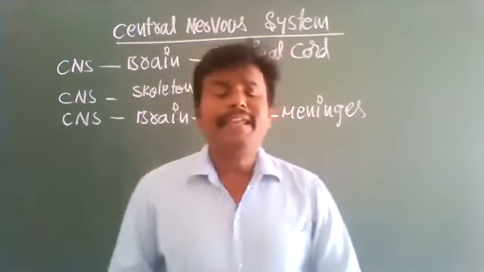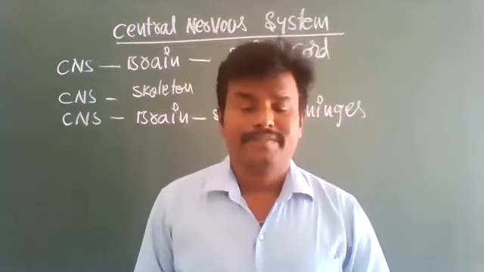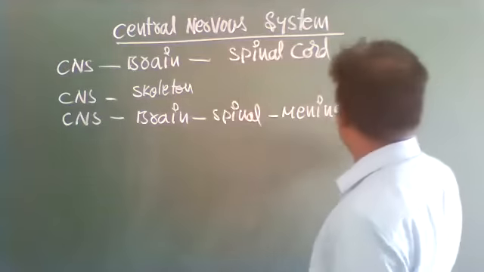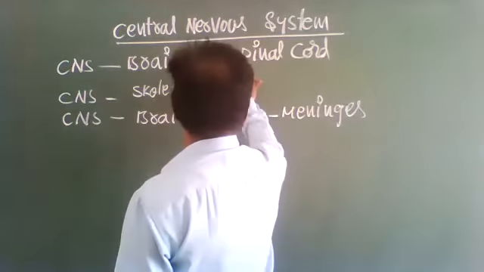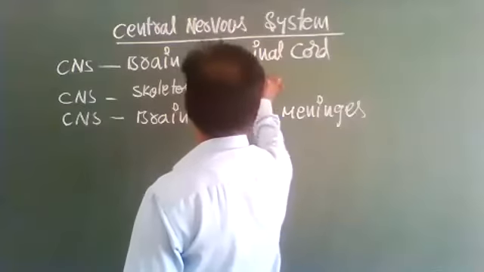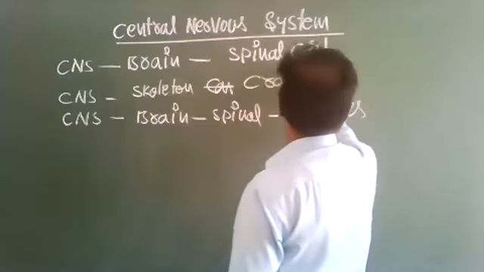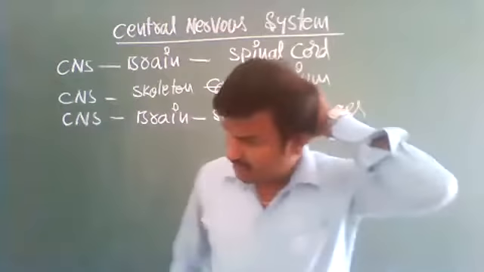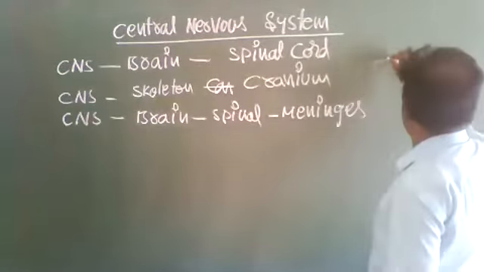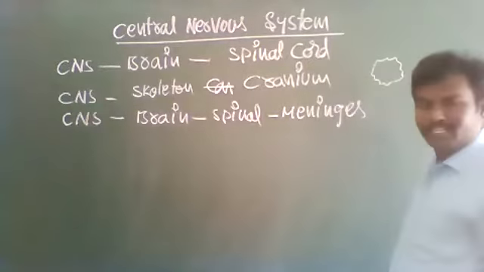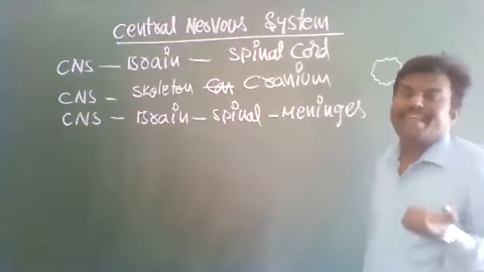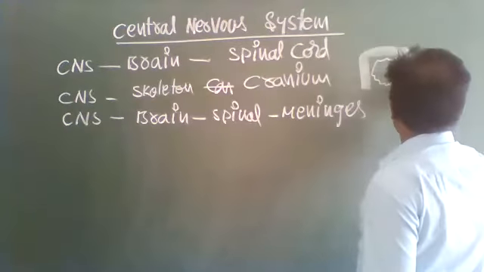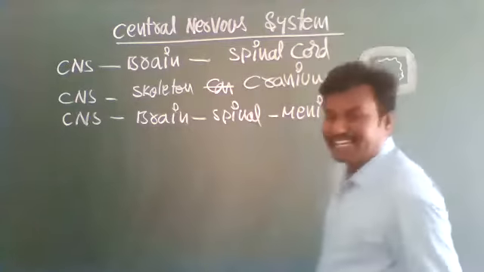Generally, the brain is protected by a bony case that is called the cranium. Okay, so here, see, assume this is the brain. The brain is covered by a bony case, and this is called the cranium.